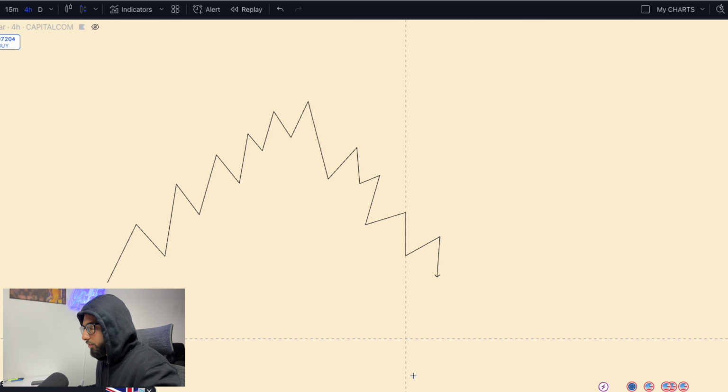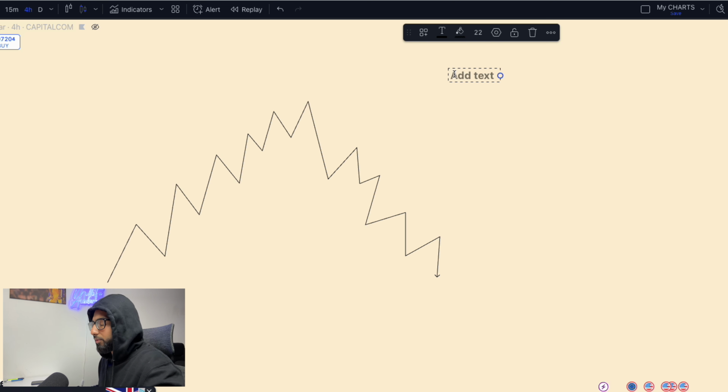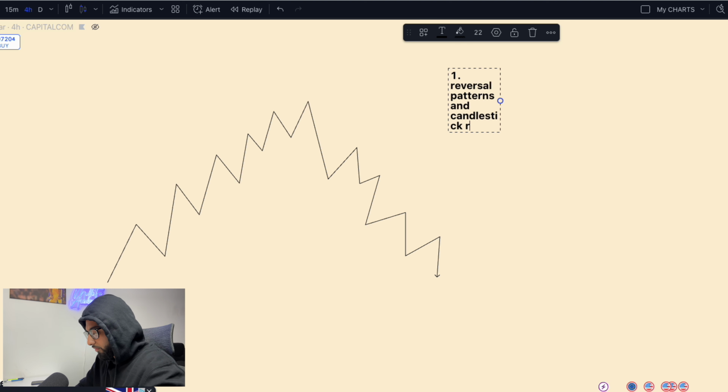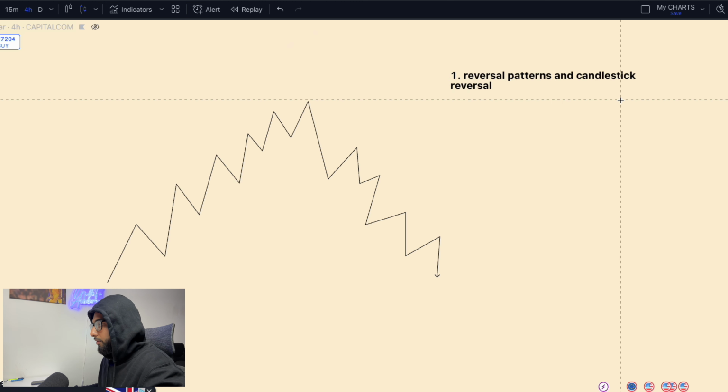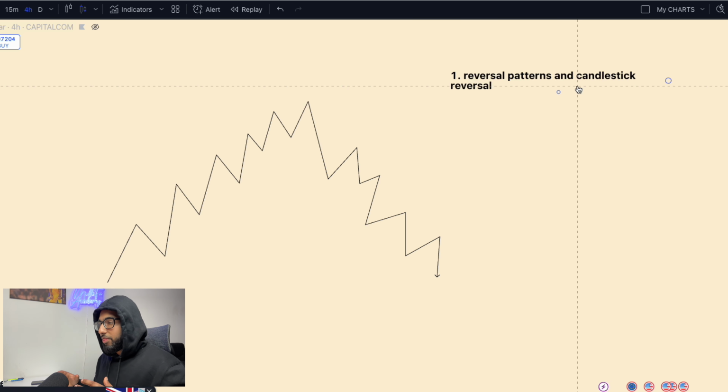That's number one. Okay, so let's write this down. There's a few confluences that we can have. So number one is reversal patterns and candlestick reversal.